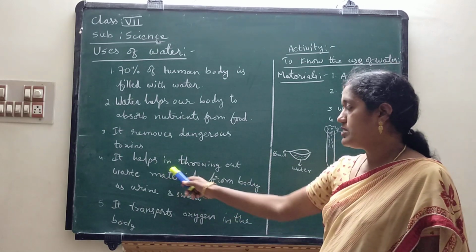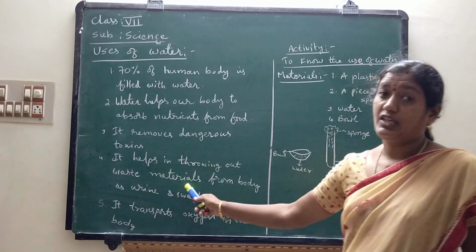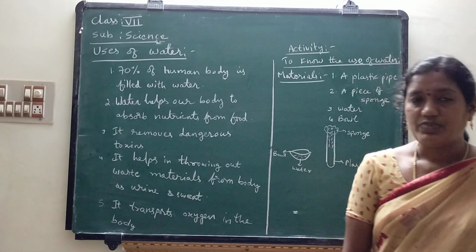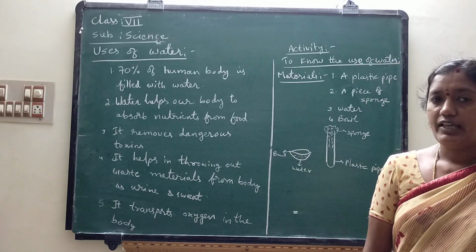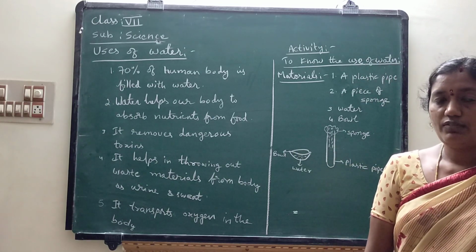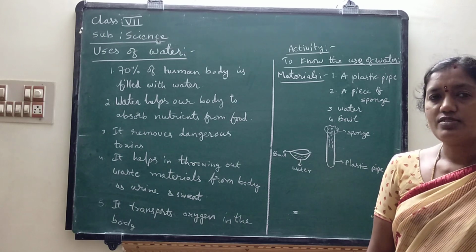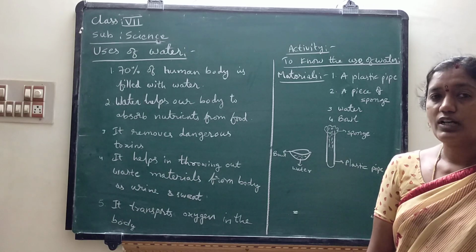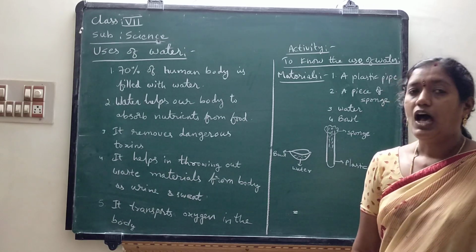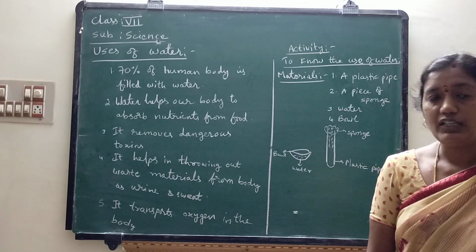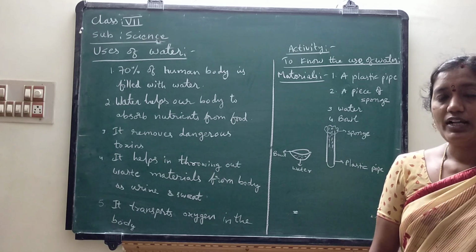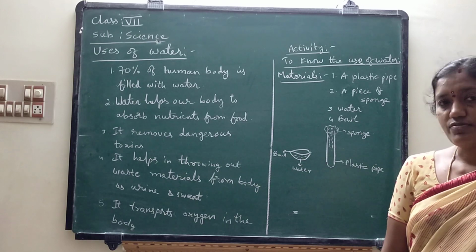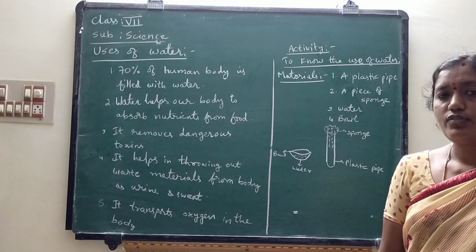Next, it helps in throwing out waste materials from our body like urine and sweat. Children, whenever it is summer, at that time our body will sweat. So sweat is also an amount of water. So excess water in the form of salts is eliminated from our body in the form of sweat. So water helps in removing these waste materials in the form of sweat and also in the form of urine.